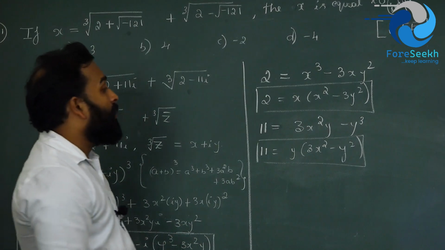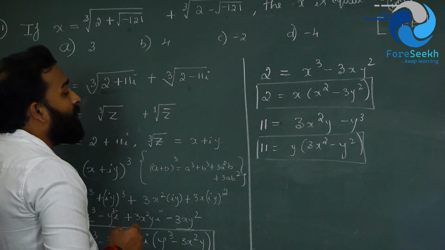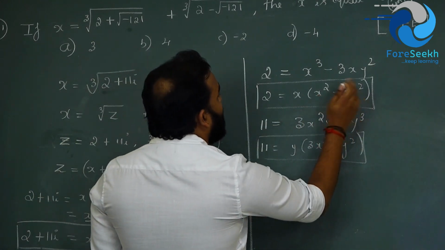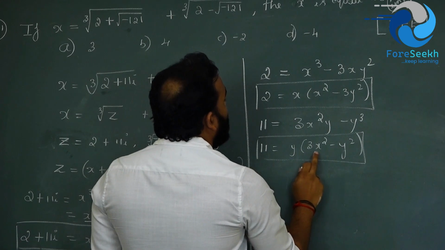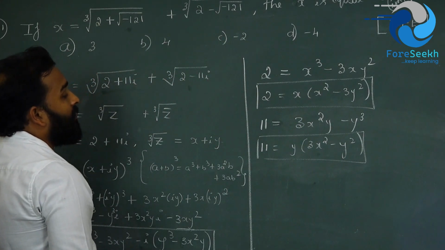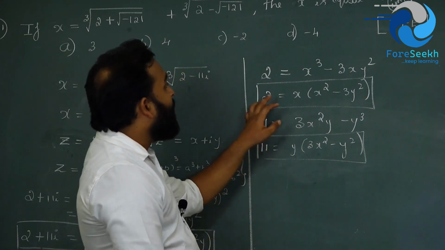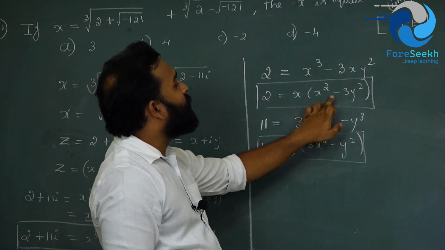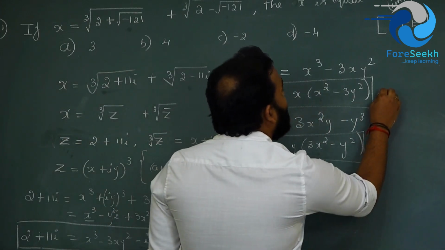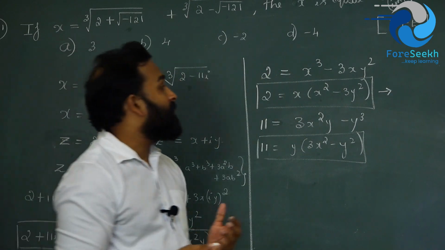So we know this. Now, how do we simplify this further? If you notice, the common term here is x square minus 3y square. Here it is y into 3x square minus y square. So we know the simplification part here. How do we simplify? Look at this, students. We have written x into x square minus 3y square, which is equal to 2. Now we can easily solve this. Instead of simplifying it further, how do we solve this?